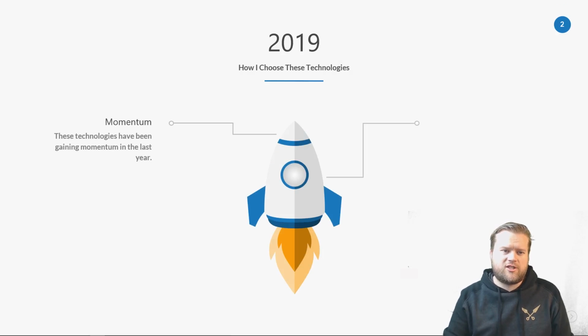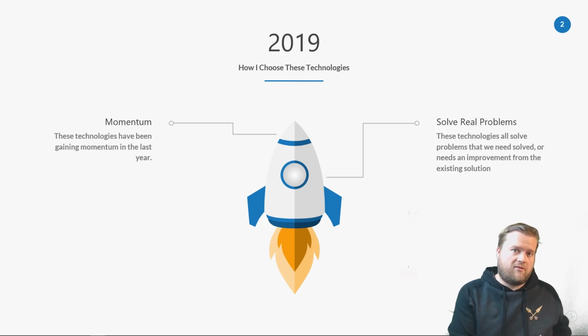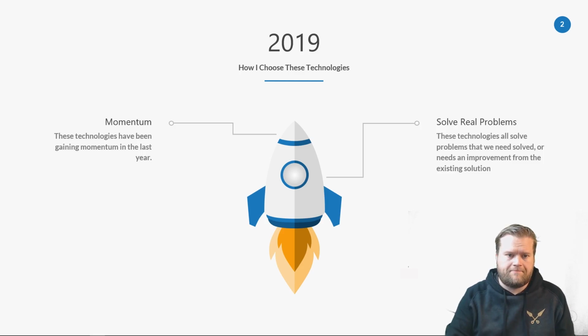So first, I had to choose what these technologies would be, and I had some criteria for them. The first part is momentum. I wanted to look for technologies that have been getting a lot of momentum, a lot of steam in the last couple of years, especially this year. And all these technologies check that box. Also, they have to be able to solve real problems. These are problems that we have in our industry. A lot of them have been solved by other solutions, but these are technologies that have made the solving of these problems even better.